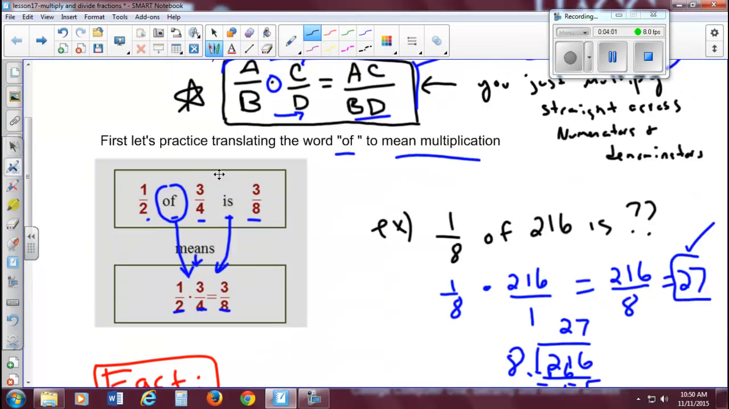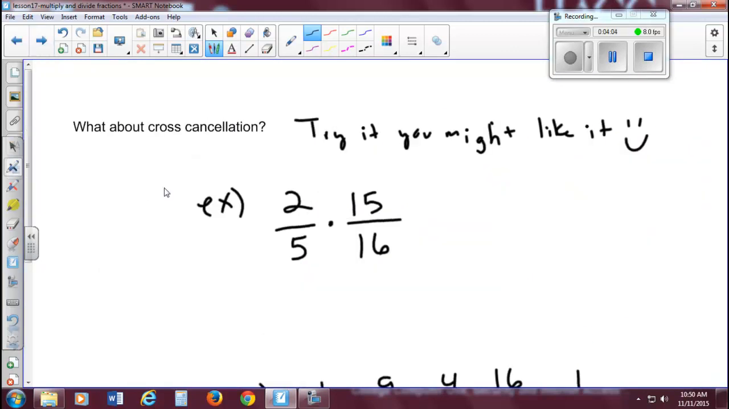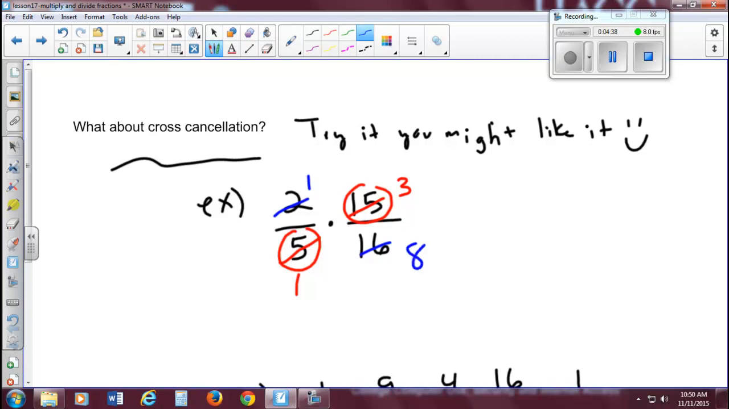Okay, so multiplication isn't that bad. What about cross-cancellation, you say? Because like I said, a lot of people have memories of cross-cancellation somewhere in their past. Well, try it. You might like it. So let's talk about what's legal. It's legal to cross-cancel on the diagonals. It's also legal to cancel up and down. You just can't cancel laterally, like from denominator to denominator. So I can say 5 goes into itself once, and 5 goes into 15 3 times. And I can say 2 goes into itself once, and 2 goes into 16 8 times.